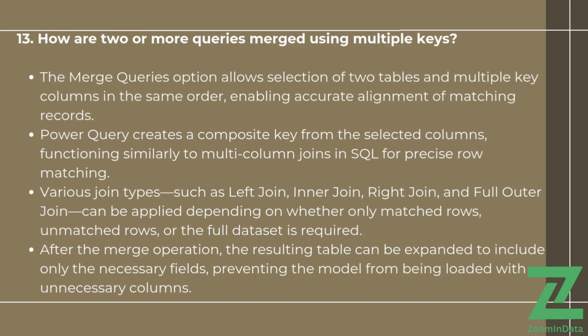Various join types, such as left join, inner join, right join, and full outer join, can be applied depending on whether only matched rows, unmatched rows, or the full dataset is required. After the merge operation, the resulting table can be expanded to include only the necessary fields, preventing the model from being loaded with unnecessary columns.